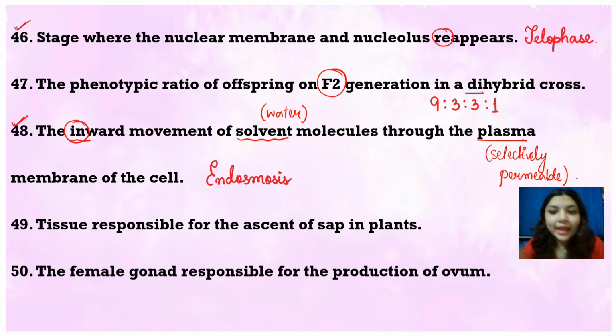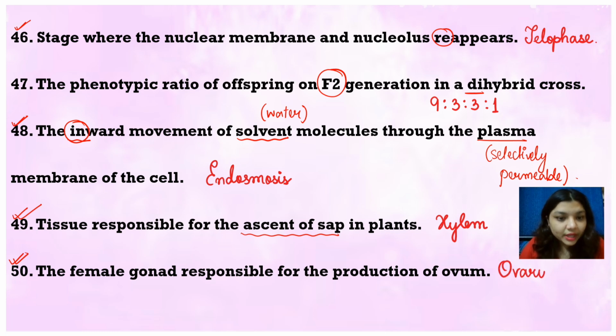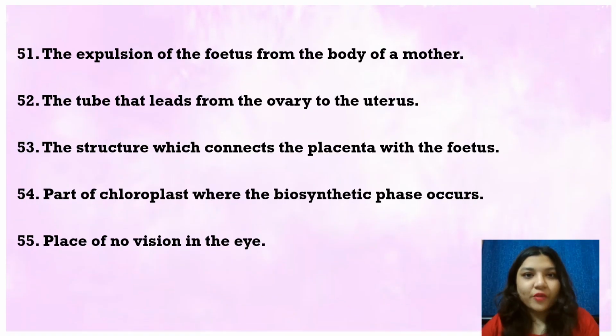So this is endosmosis. Next we have tissue responsible for the ascent of sap in case of plants. It is the xylem. So the xylem tissue is responsible for the upward movement of water and dissolved minerals from the roots to the upper parts of the plant. And next we have the female gonad responsible for the production of ovum. Very simple. This is the ovary. Okay, so gonad means what? Gonad means the primary reproductive structure that we are talking about. The female gonad that produces the ovum is the ovary. The next set of questions are on the screen.